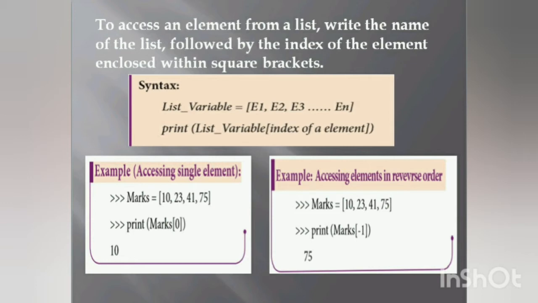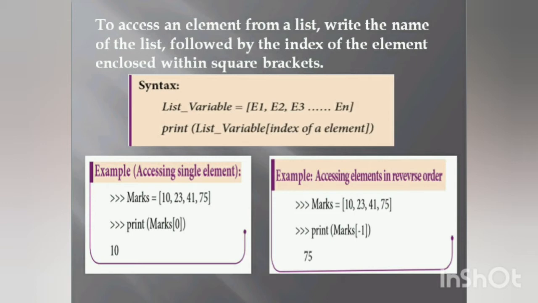Example: accessing a single element. Now we are going to access only one element. Here at the Python prompt, marks is a variable equal to the list 10, 23, 41, 75 within square brackets. Now you are going to print one element. Print of marks, then which element you are going to access, that element's index value you have to specify here.